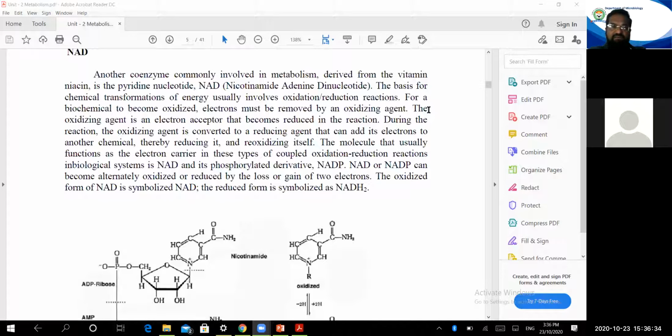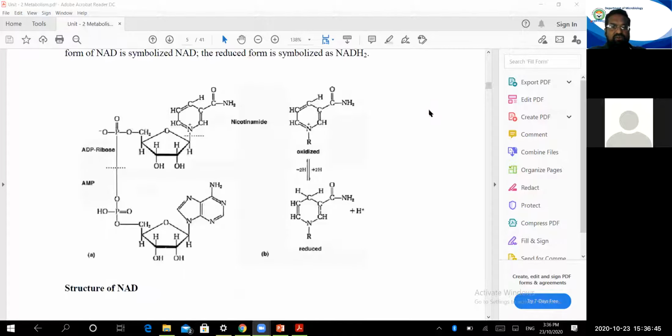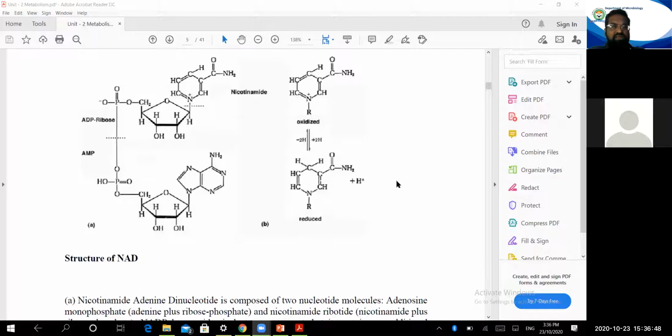In a similar way, NAD acts as an intermediate molecule which acts as an acceptor of electrons. Now it has two forms. As you can see here, this is the structure of your NAD molecule. This particular portion, nicotinamide, this part of your NAD molecule, is responsible for acceptance or donation of electrons.